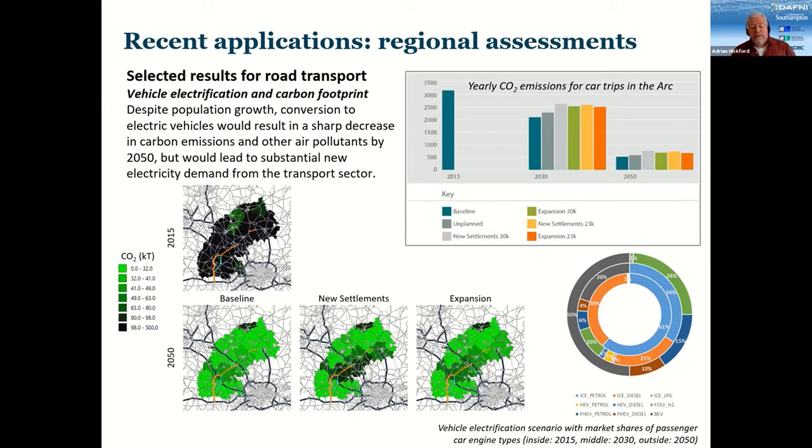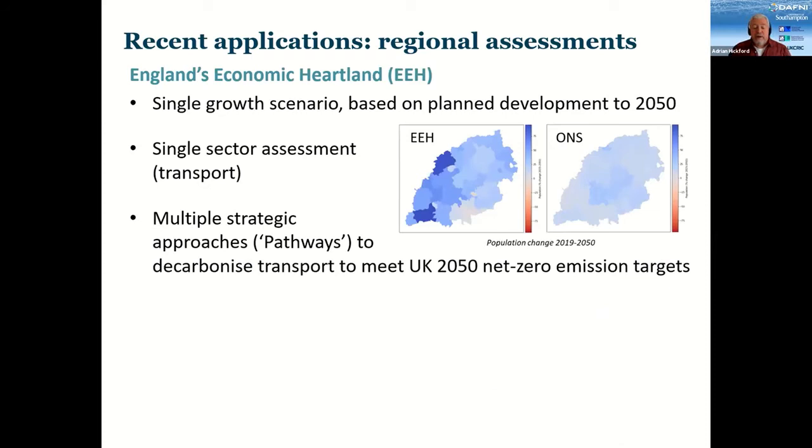We next used the transport model for a study for England's Economic Heartland, which covers a similar region to the ARC, with some additional local authorities making it slightly larger. For this study, we only had to consider one growth scenario, which is based on currently planned housing developments in the region extended to 2050. And you can see that there's much more variation in 2050 for the EEH growth scenario on the left compared with the ONS population projections on the right.